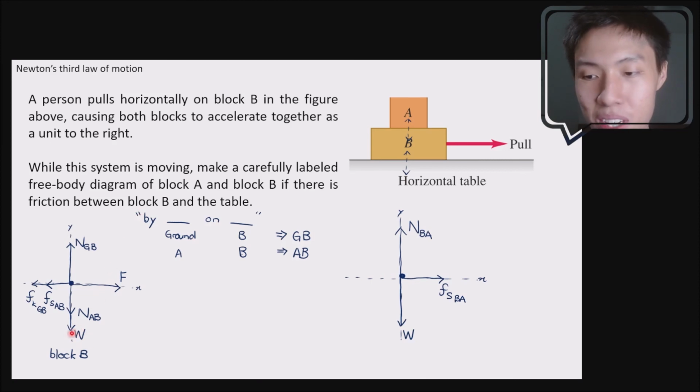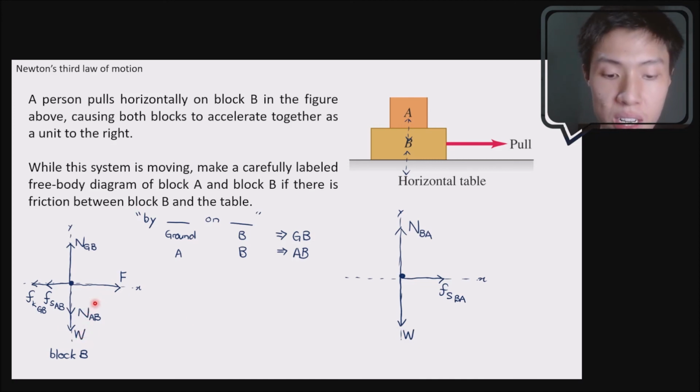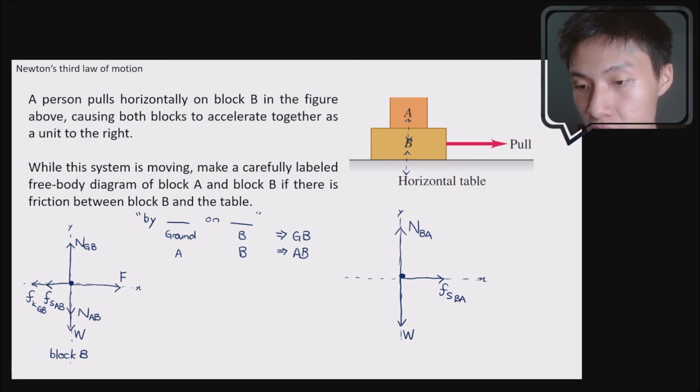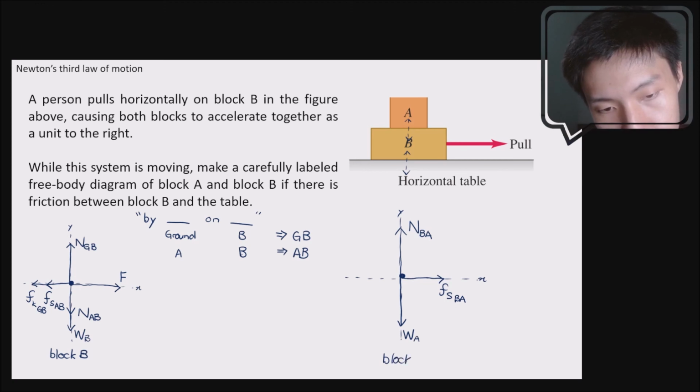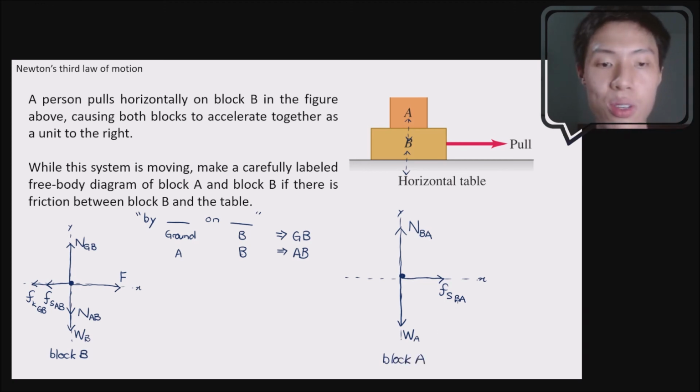Oh, I almost forgot something. The W here, the weight for both free body diagrams, are using the same symbol W, so I have to differentiate them using some kind of subscript. Since this is for block B, I will label this as WB, the weight for block B. Whereas for this one, it will be the weight for block A. And I haven't labeled this as block A. Okay, so with that said, there will be a complete free body diagram for block B and block A.